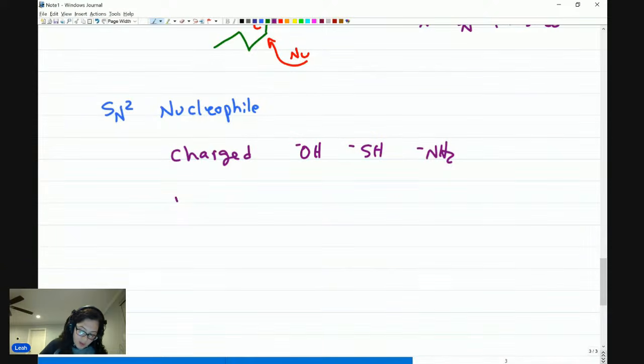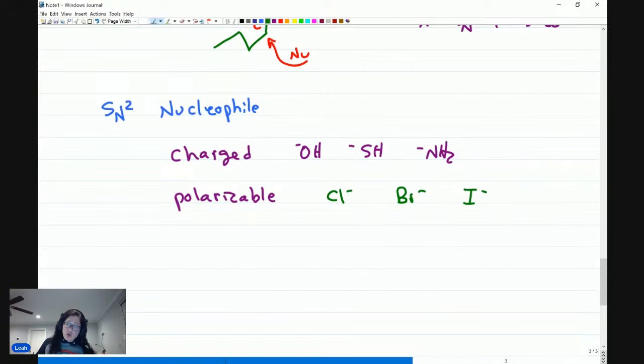Another thing I'm looking at, though, is something that is polarizable. If I can take a molecule that is relatively big, even if it's stable, if I can get all that charge to concentrate around one area, just all come in for that one big attack, then I can have an SN2 reaction, even if that molecule, or atom, is otherwise not very reactive. So for example, I can have a Cl minus, terrible base, good nucleophile, Br minus, I minus. These can make good or somewhat decent nucleophiles.